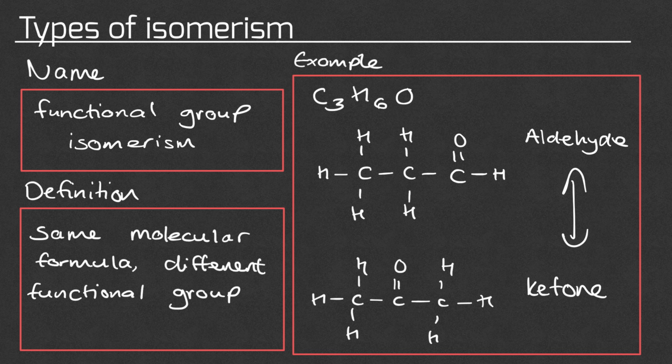So these 2 molecules are functional group isomers of each other. They've got the same molecular formula, but a different functional group. Like I said a moment ago, you do need to know specific examples of these, so you need to know that aldehydes and ketones can be functional group isomers of each other.